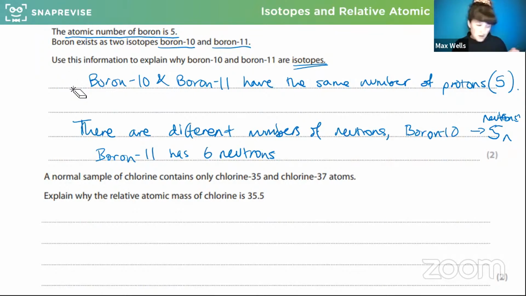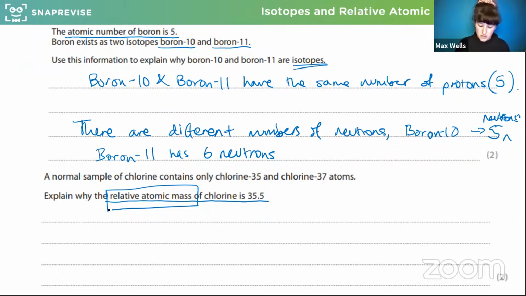So where are we now? Okay, next part of this question then. A normal sample of chlorine contains only chlorine 35 and chlorine 37. Explain why the relative atomic mass of chlorine is 35.5. So this is basically saying, what is the relative atomic mass and how do we work it out? So what do we think, guys? What is the relative atomic mass and how do we work it out? Yeah, good, Zara, straight in there.